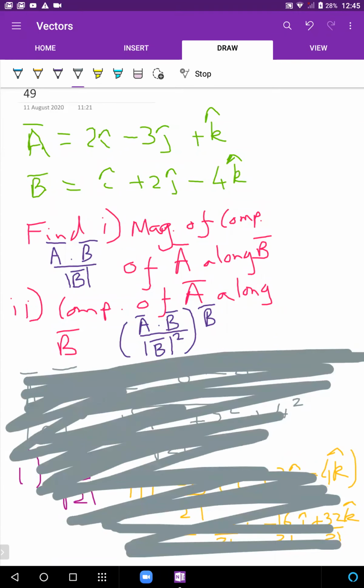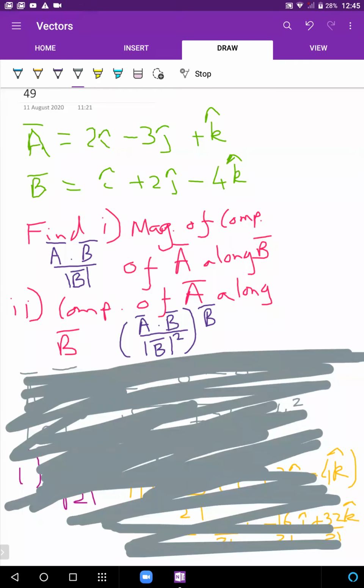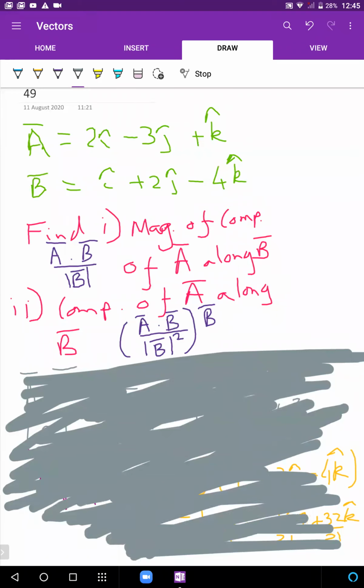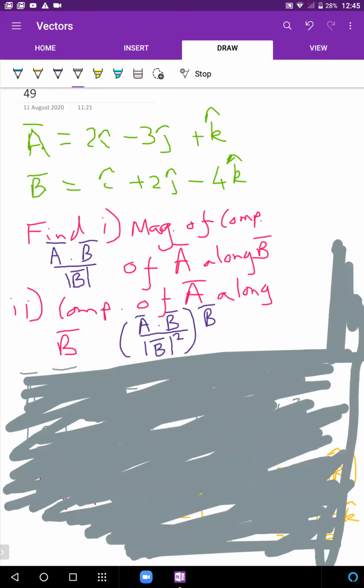As you can see, I've given two vectors to you. One is 2i minus 3j plus k, and the other vector is i plus 2j minus 4k. I need you to find two things. One is the magnitude of the component of A along B, and the other is the component of A bar along B bar. So one is the magnitude, the other is the component, the entire vector. Again, I'm being kind to you. I've written the formula.